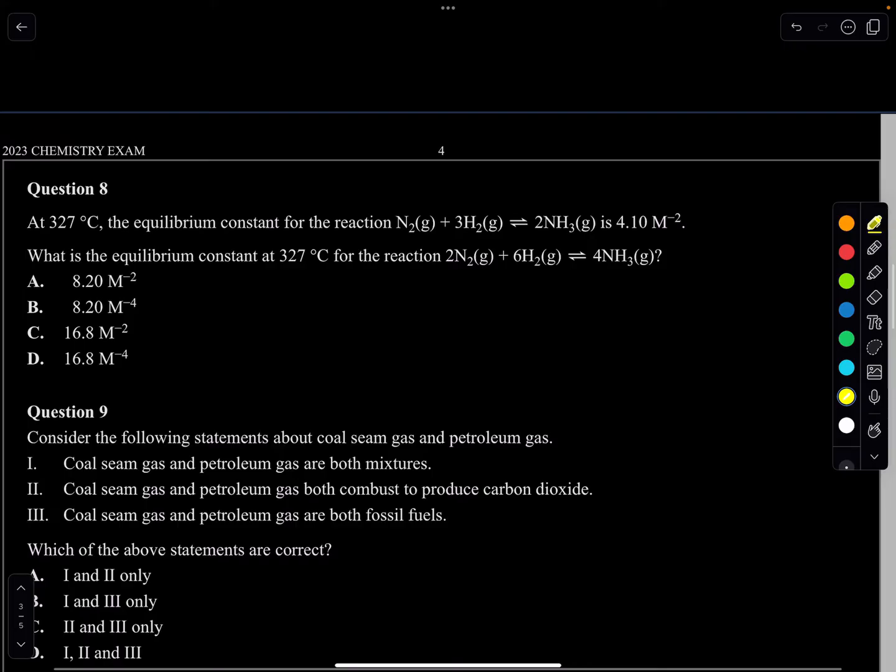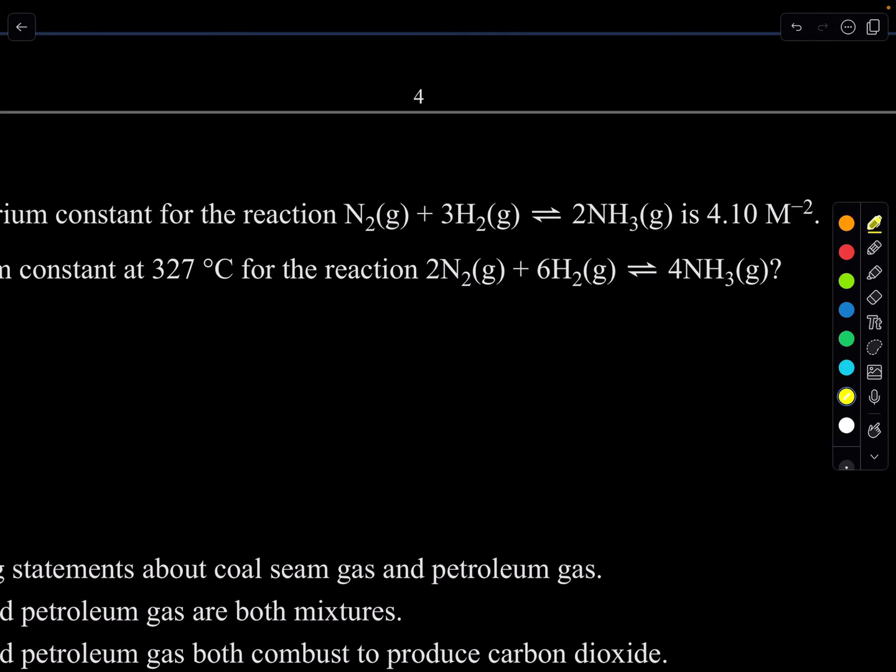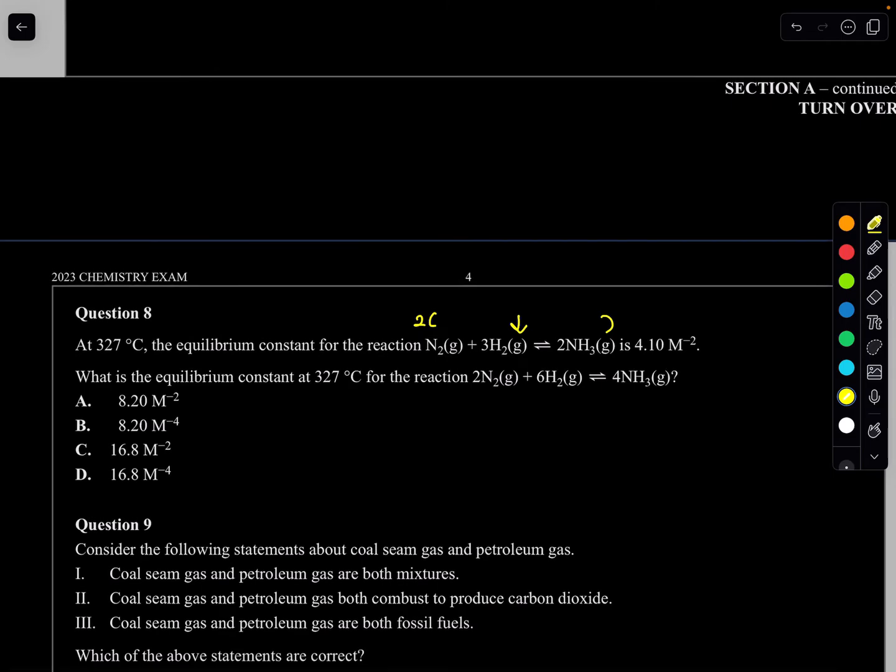Question 8. At 327 degrees Celsius, the equilibrium constant for the reaction of this is 4.1. What is the equilibrium constant at the same temperature, but for this? Now you can see that what really happened is they just doubled the coefficients. They've multiplied this whole thing by 2. That's very, very easy to do. So what is the equilibrium constant?